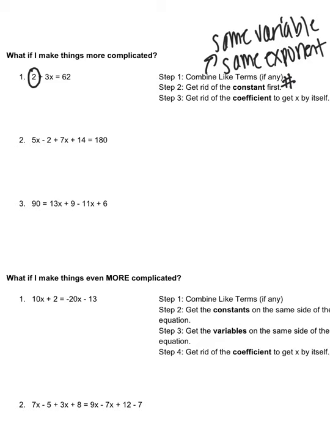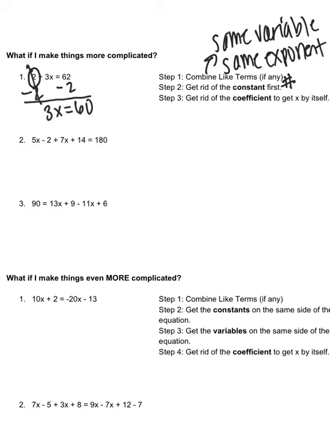To get rid of positive 2, I'm just going to subtract 2. So remember, the inverse operations tell me if it's addition or if it's positive, you need to subtract. So I'm going to subtract 2, and I have to do it to both sides. So then that goes away, and I'm left with 3x equals 60. All right, then I have to get rid of the coefficient.